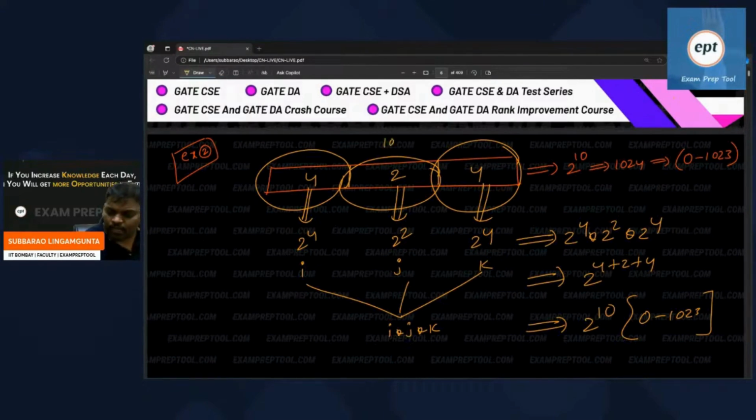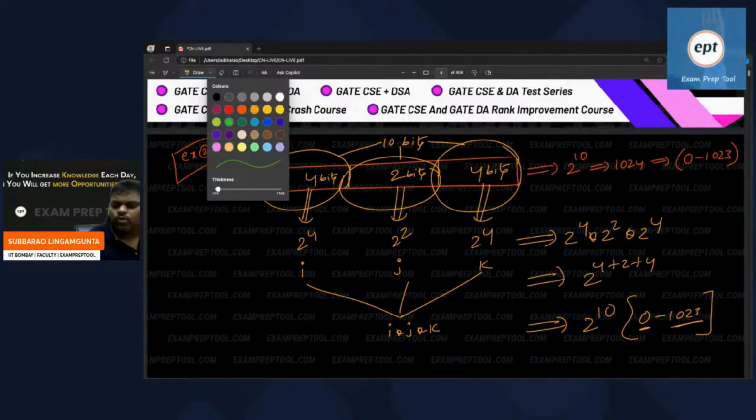So they said that we have 10 bits. We divided those 10 bits into three parts, because of some reason, because he has some problem. The first part contains 4 bits, the second part contains 2 bits, the next one contains 4 bits. So totally 2 power 10, 1024 ways, 0 to 1023. Out of all of them, the minimum is 0 and the maximum is 1023.